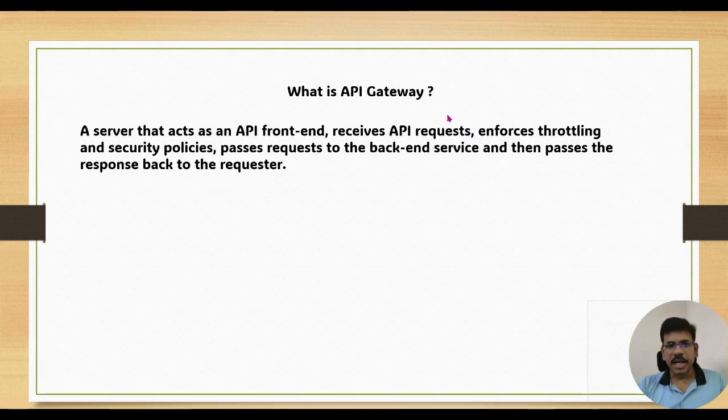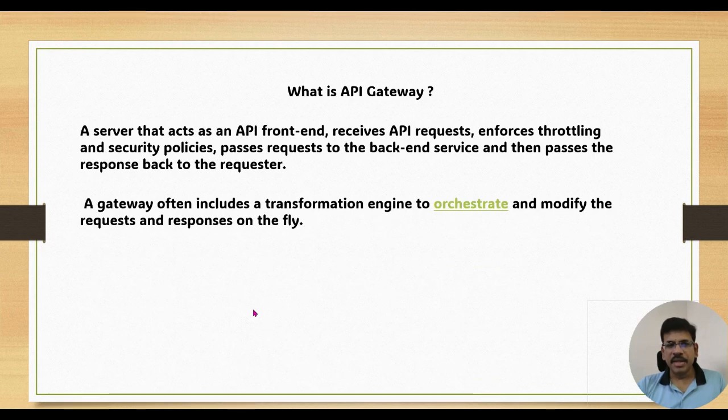It receives API requests from the clients, enforces throttling and security policies, and passes the request to the backend service. Whatever it receives, it will validate and pass to the backend service, and then pass the response back to the requester. A gateway often includes a transformation engine to orchestrate and modify the request and response on the fly. So the request we receive must be transmitted to the backend service the way it wants. API Gateway has a mechanism to transform the messages using body mapping templates.